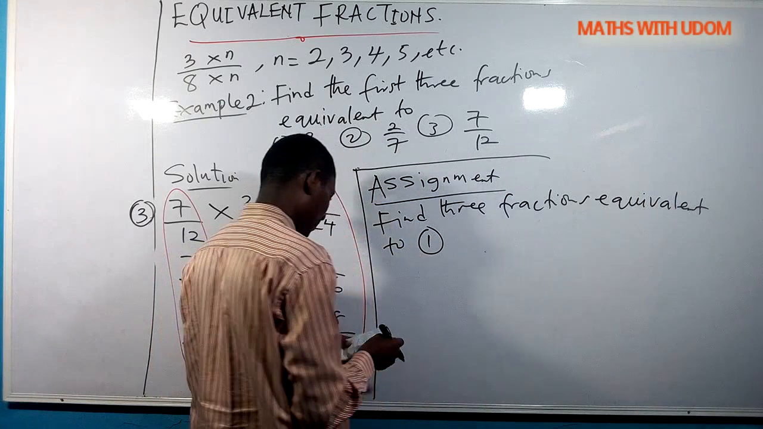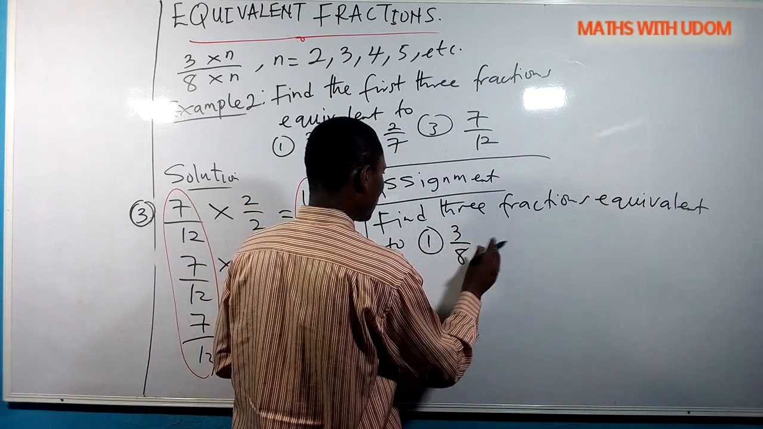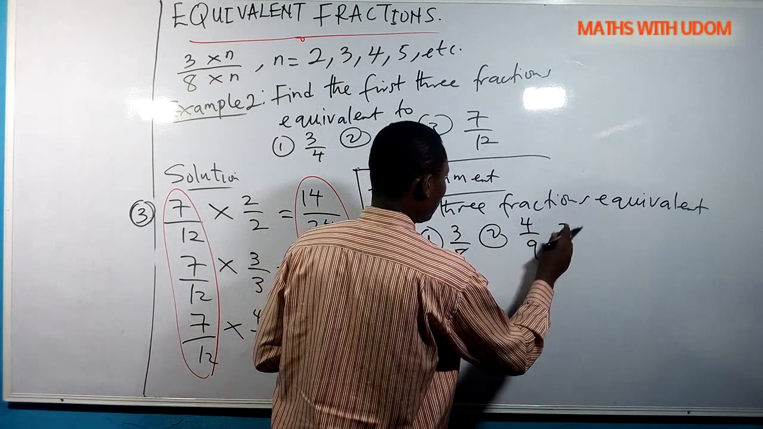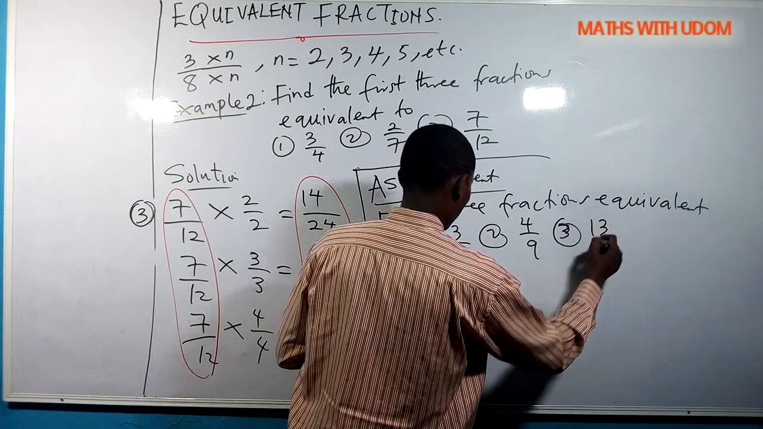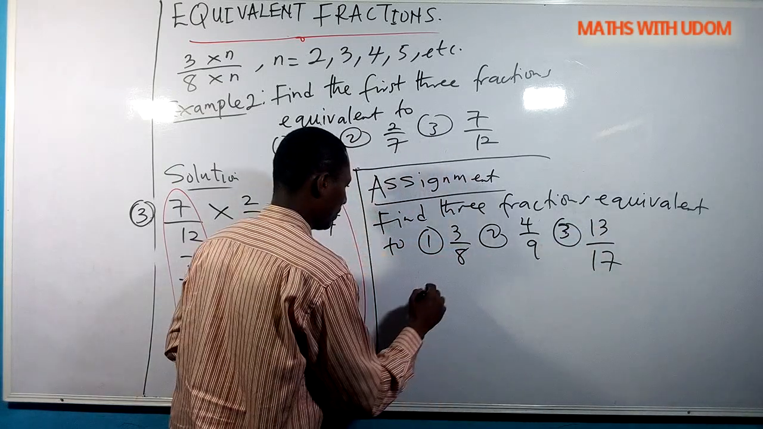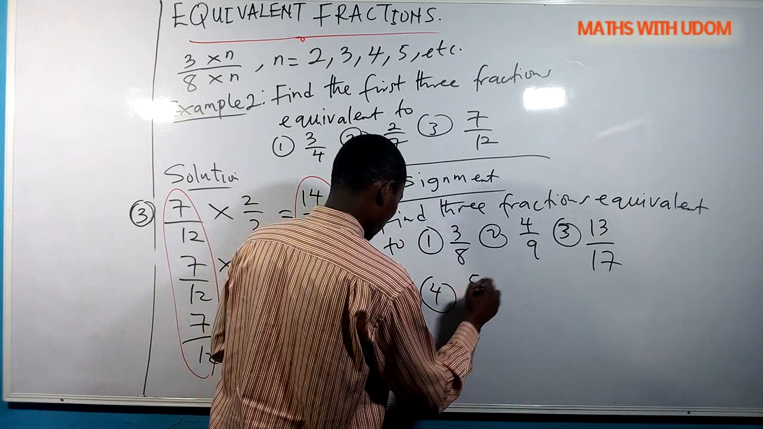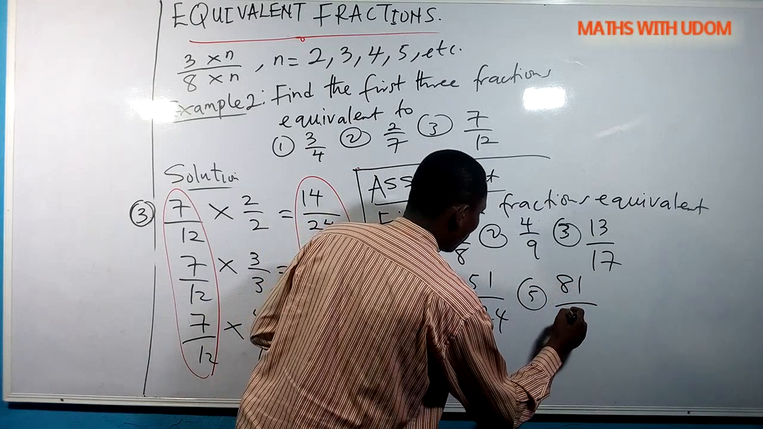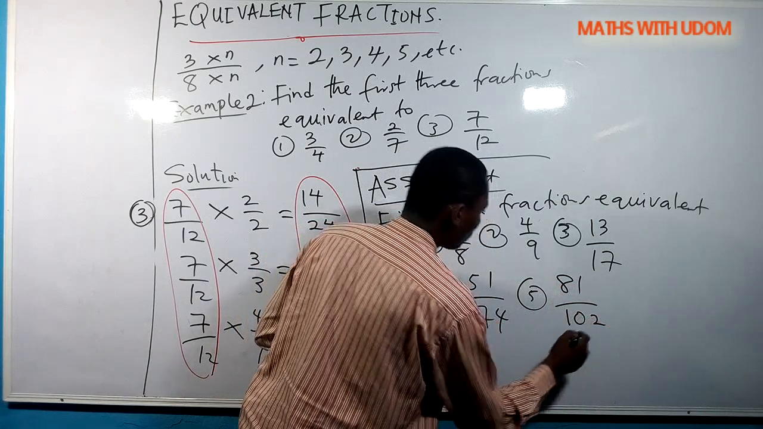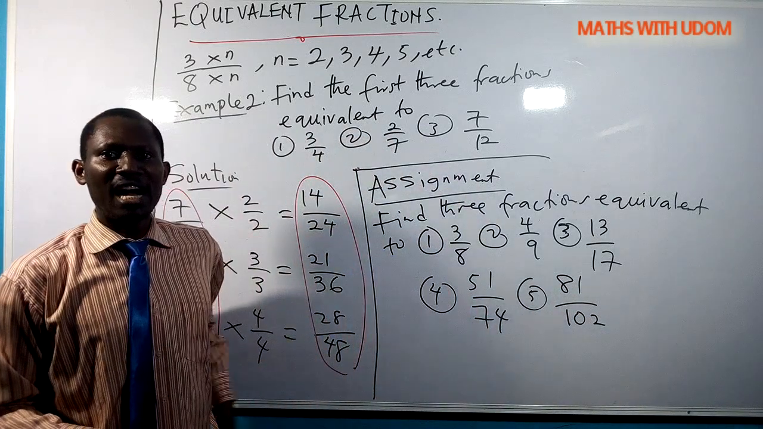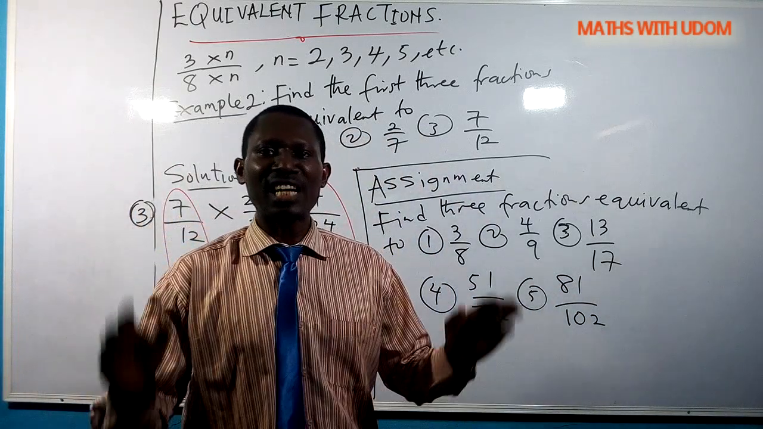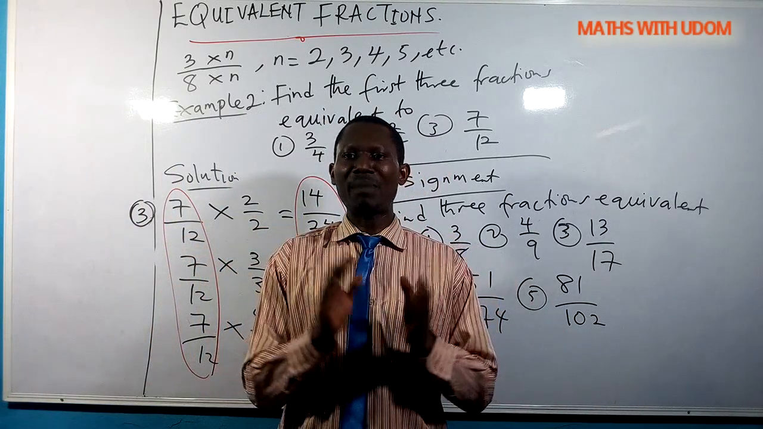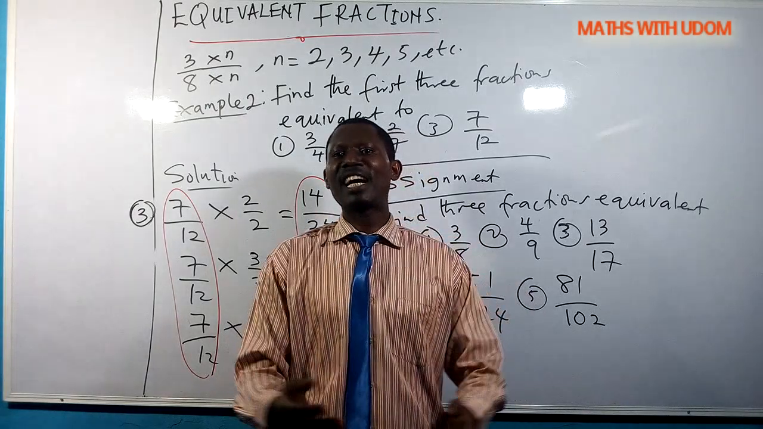number 1, 3/8, number 2, 4/9, number 3, 13/17, number 4, 51/74, and number 5, 81/102. Okay, so these are your assignments. So you have to do all these assignments, and then you submit the assignments to your teachers in the school for appropriate marking and correction, and then you get better by the day.